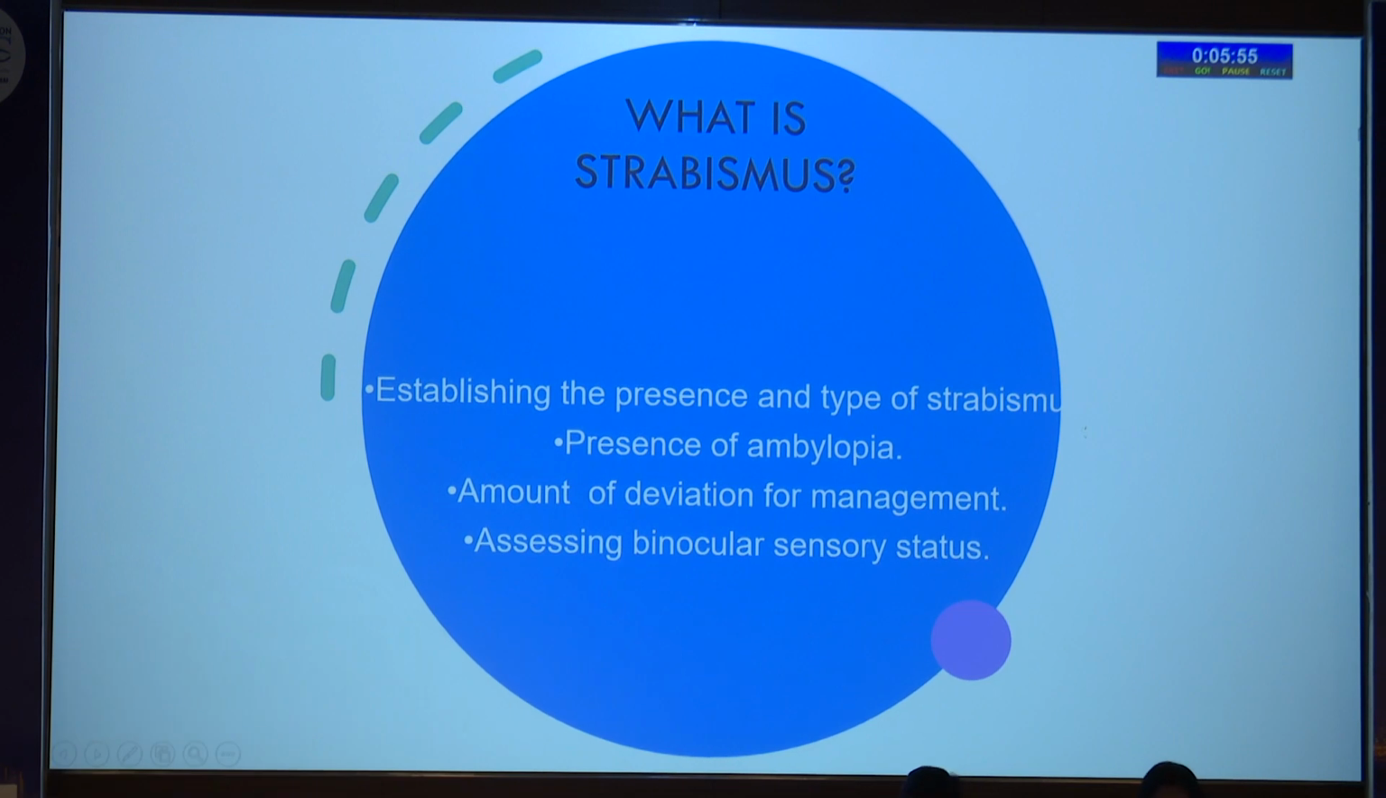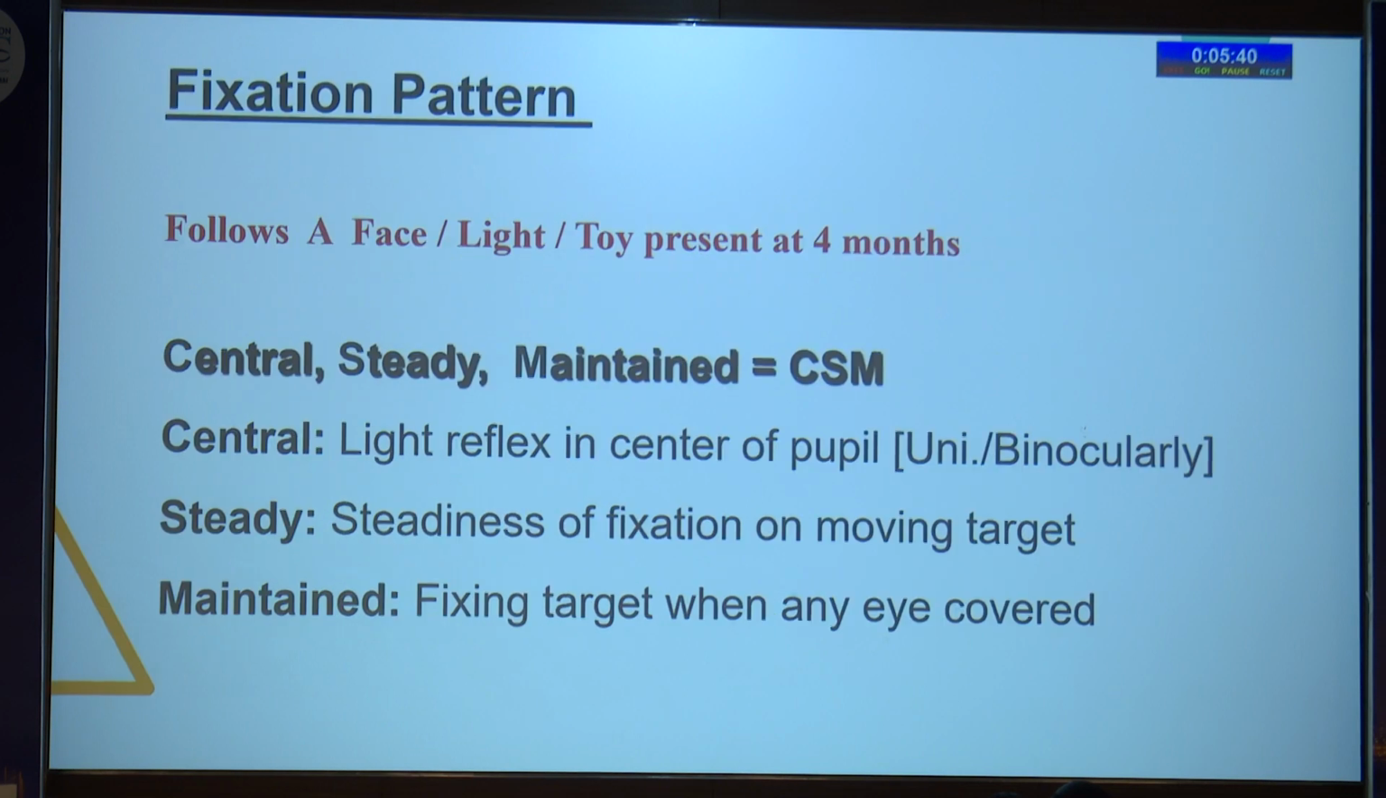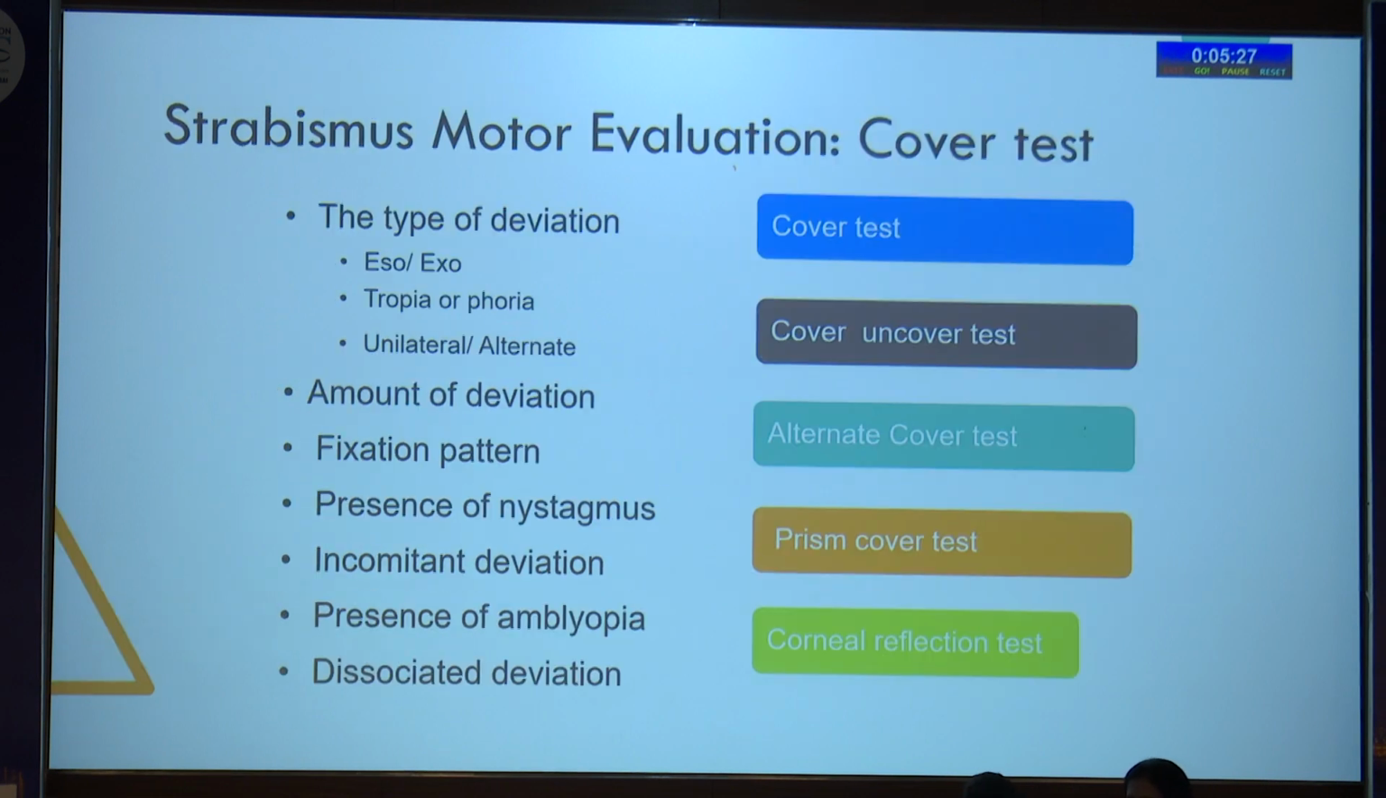So, what is strabismus and workup of strabismus? Basically, what we do in this is we establish the presence and the type of strabismus, whether there is any presence of amblyopia or not, amount of deviation for the management part, and last but not the least, assessing the binocular status of the patient. And this is very important in kids. We should be able to know what is the fixation pattern of the kid, and this is how we manage in pre-verbal children: central, steady, maintained fixation. And so we come to the motor evaluation.